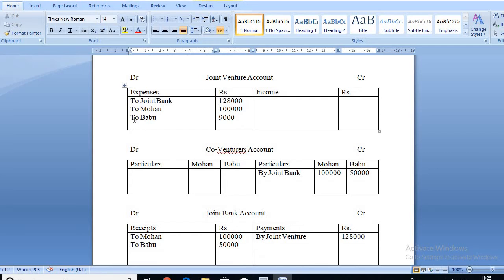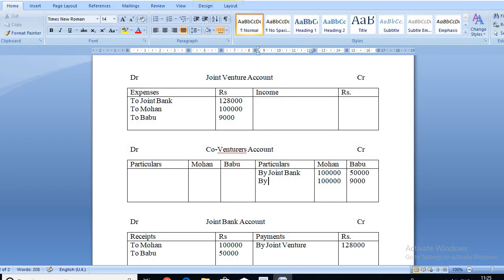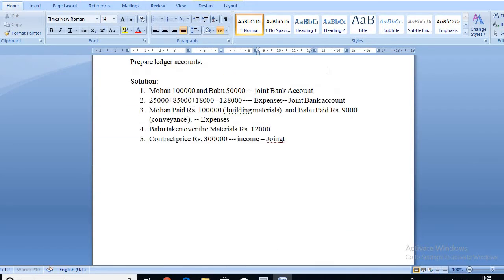Now one aspect is over. Here Mohan and Babu are debited, so in Mohan and Babu account we should make a cross posting. So on the Mohan and Babu credit side, how much? Mohan 1 lakh and Babu 9,000, by joint venture account. So the third transaction is over. Now come to the fourth transaction. Here Babu took over the materials, rupees 12,000.